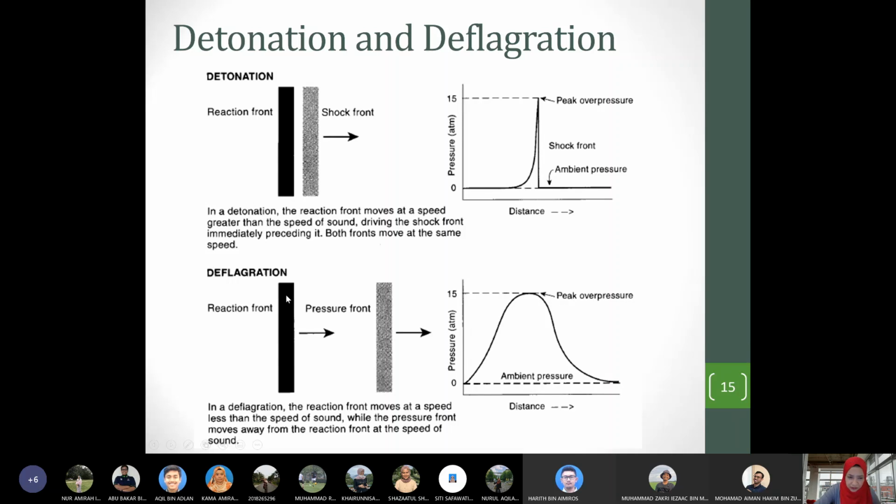As opposed to deflagration, in deflagration the reaction front actually moves slower than the speed of sound. So the pressure front moves first, because the pressure front moves faster than the speed of sound, whereas the reaction front moves a bit slower. The pressure front moves away from the reaction front at the speed of sound. So when we look at the chart of the pressure difference, the increase of pressure up to the peak overpressure is more gradual as compared to detonation, and afterwards it gradually decreases to ambient pressure. So you can see the difference is in the change of pressure to overpressure.